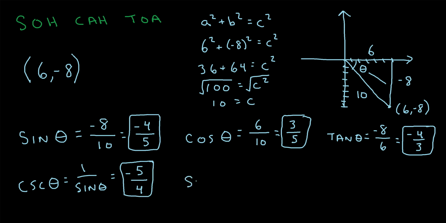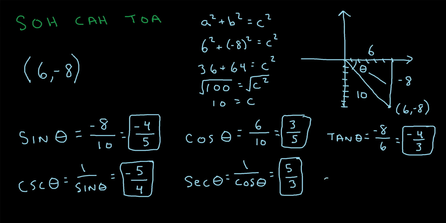What about the secant of the angle? Well, remember, that's just 1 over the cosine of the angle, or in other words, the reciprocal of the cosine. So we found that the cosine is 3/5, so the reciprocal of that is just 5/3.